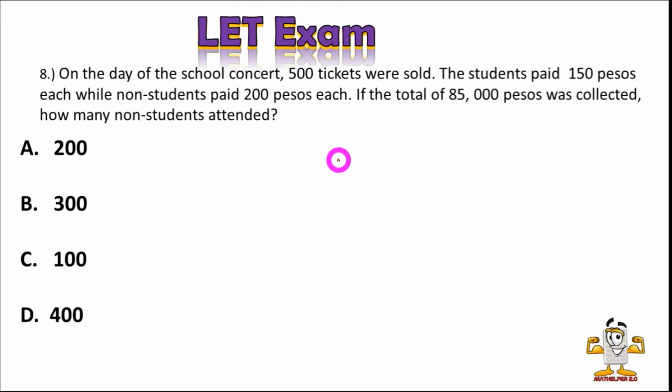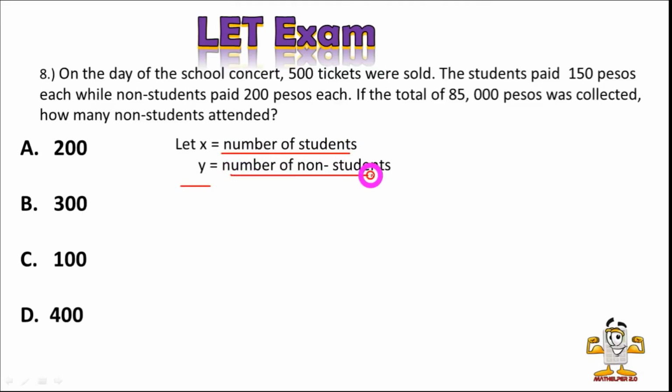The students paid 150 pesos each, while non-students paid 200 pesos each. If the total of 85,000 pesos were collected, how many non-students attended? So let x be the number of students, then let y be the number of non-students. So according to the problem, 500 tickets were sold. So yung students at saka yung non-students is equal to 500 in all. So yun po yung nasa concert is 500 lahat.